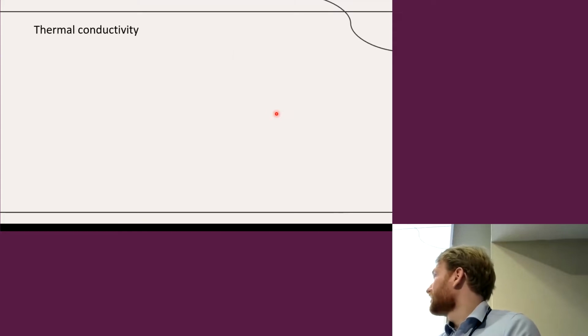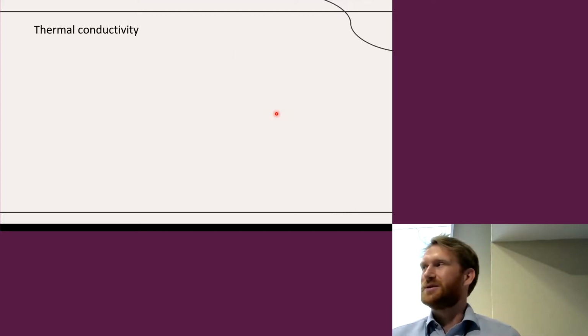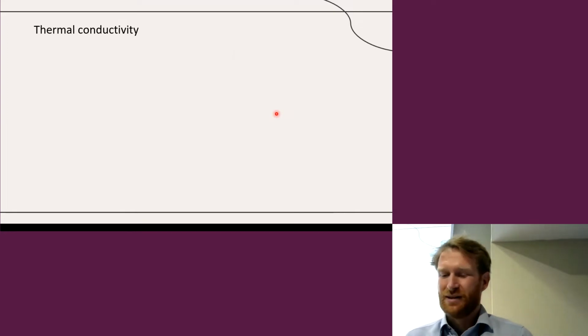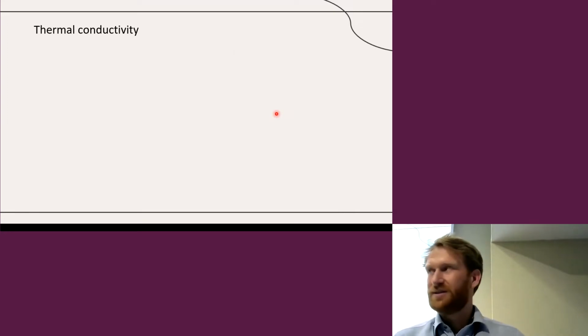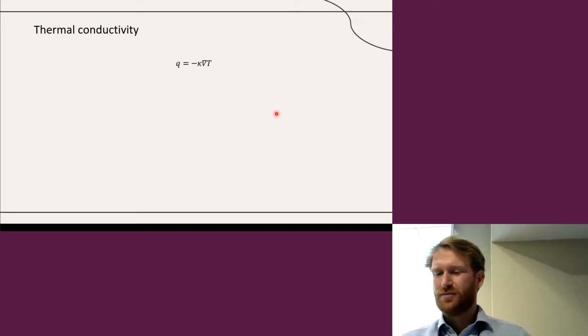Okay, so I want to start from the basis, which is thermal conductivity, right? We want to measure thermal transport, and generally then we talk about the thermal conductivity. So the thermal conductivity in its easiest way is described by Fourier's law, where we see that there is a linear dependence between the temperature gradient and the heat flow, and that linear dependence is the thermal conductivity.